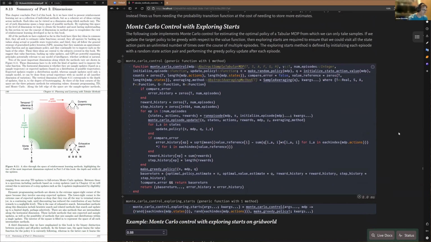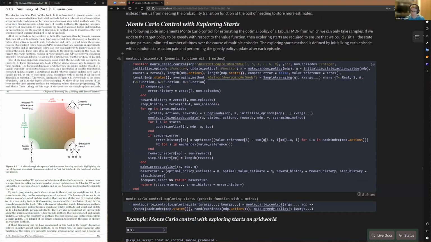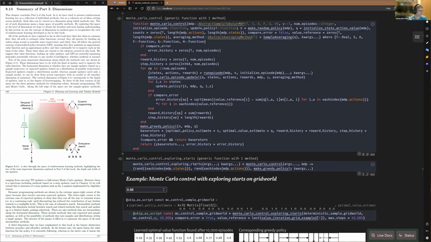The simplest way to do it is actually to just alternate every single episode. So here I collect data from one episode and then I perform the update for that episode, where I update the value function and then I update the policy for all of the states visited. And in this case, the policy update is by default going to make the policy greedy.